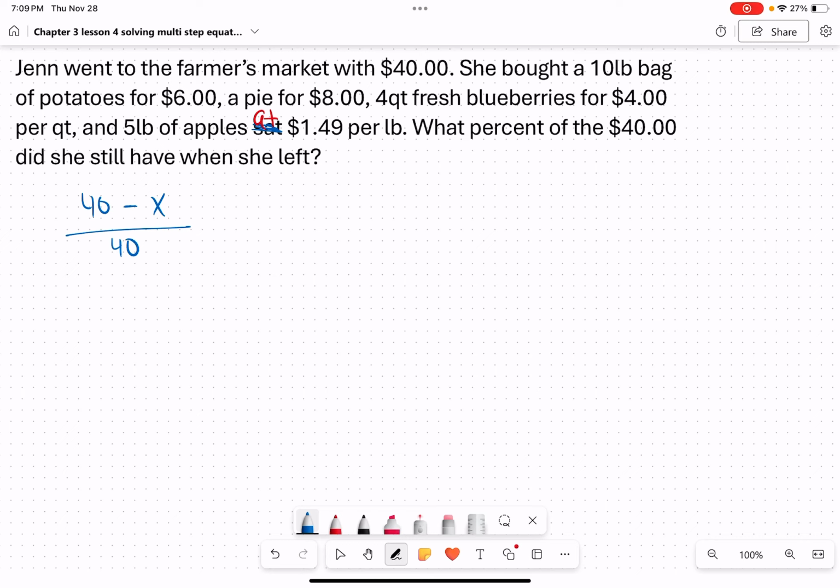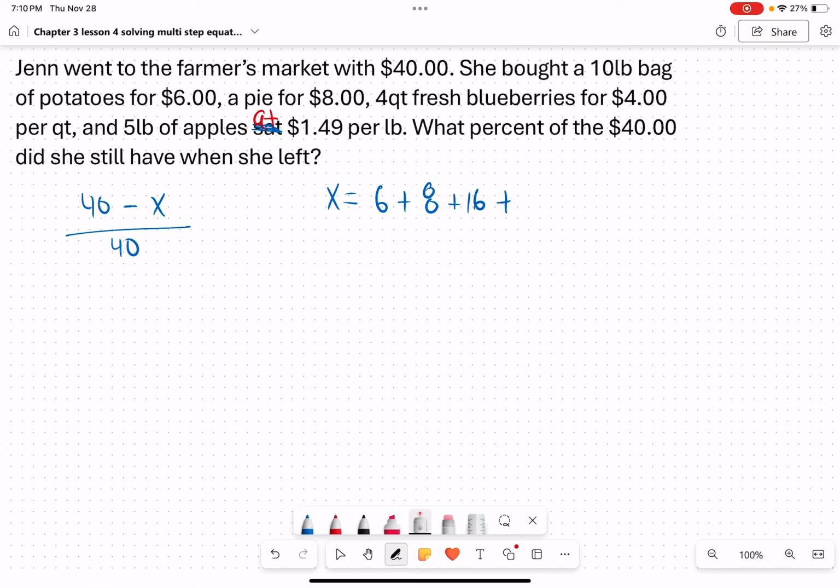But what is x? Well, x, like I said, was the expenses. So we have to figure out how much it cost for everything that she bought. So we do know that for the 10-pound bag, she started off buying the potatoes for $6. She then ended up buying a pie for $8. And then she bought the 4 quarts of fresh blueberries for $4, but for $4 every single quart, as you can see on the left. And there are 4 quarts in total, so that means it's 4 times 4, which is 16. So the blueberries ended up costing her $16.